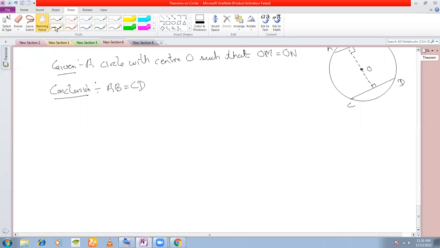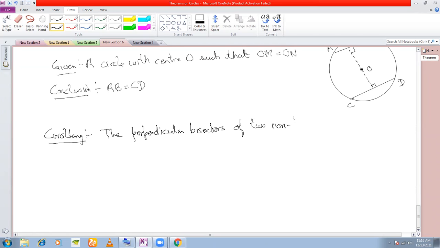I'll just discuss a corollary from these. A corollary from the two theorems is that the perpendicular bisectors of two non-parallel chords, two chords that are not parallel to each other, of a circle intersect at the center of the circle. Not that you will be applying this much, but it is always good to know.